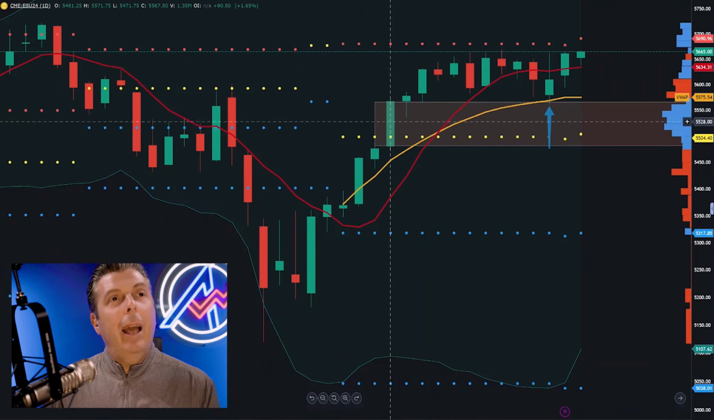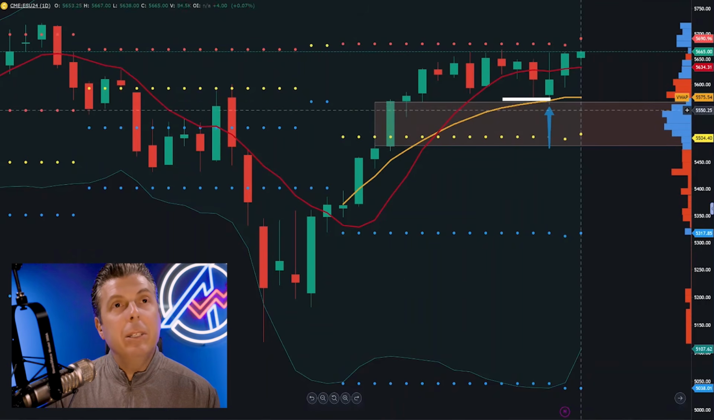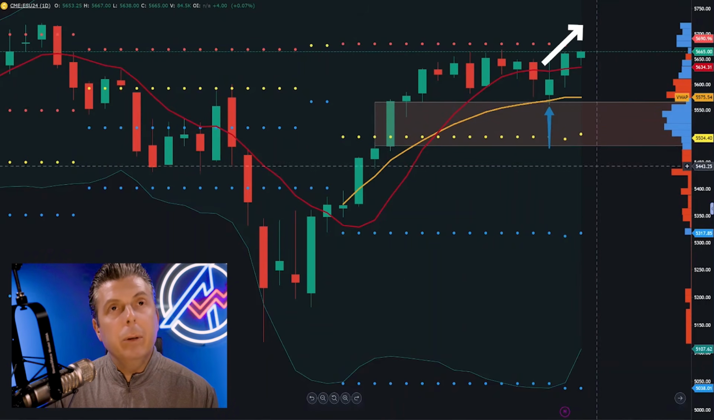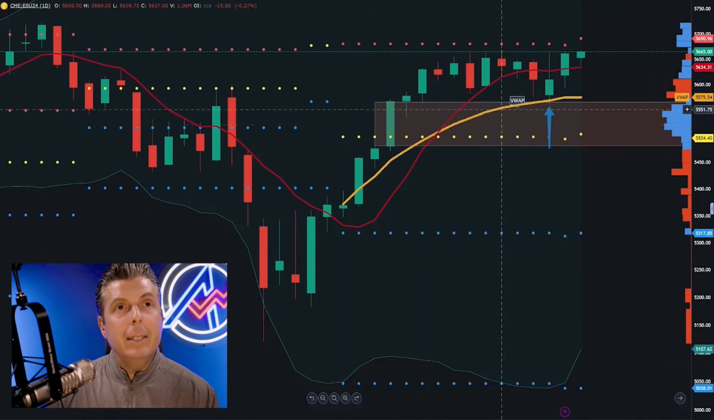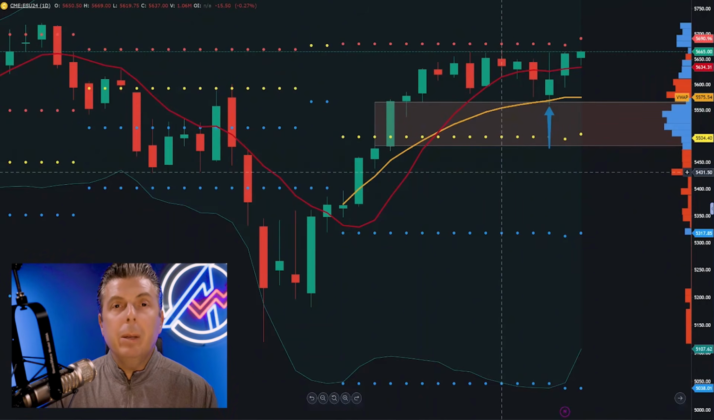Big, big, big day. And so what's interesting is that the buyers defended it, and you could see we rallied back up, and who knows what happens after I record this. But nonetheless, this zone is an important area of interest. It's something to watch, right?